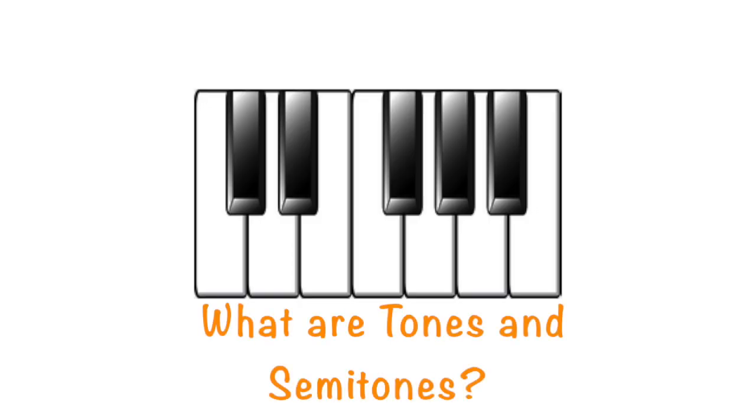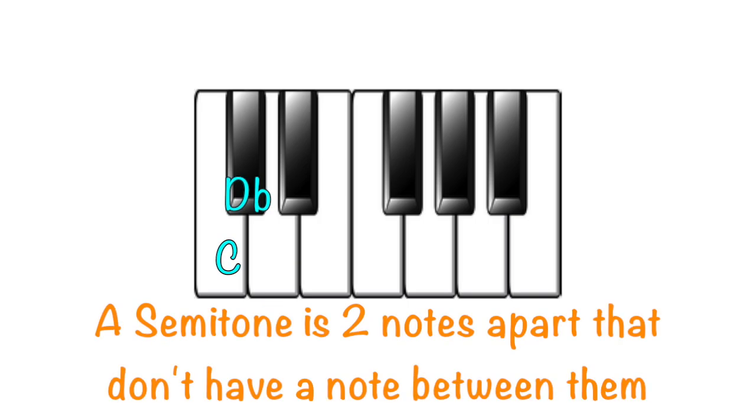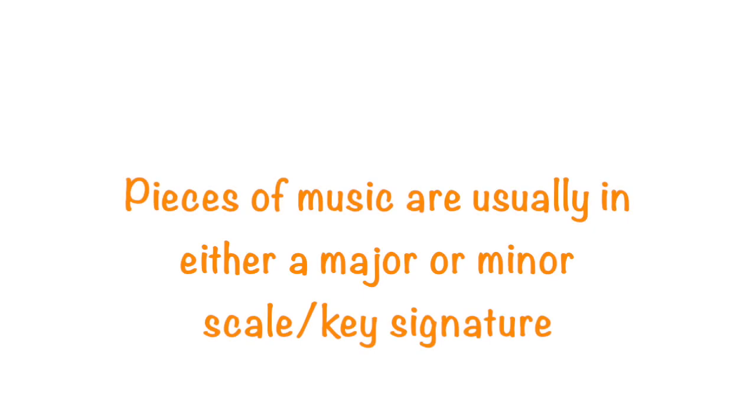We first need to explain what tones and semitones are, as I mentioned previously. A tone is basically the distance between 2 notes that have a note in the middle, like a C to a D for example. A semitone is 2 notes next to each other that don't have a note between them, like C to a D flat for example. Pieces of music are usually in a major or a minor scale key signature.